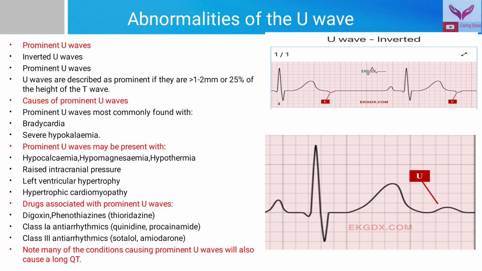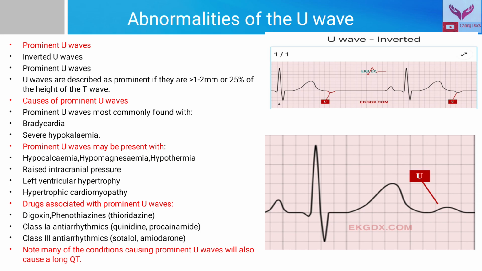Abnormalities of the U wave. These are prominent U waves or inverted U waves. U waves are described as prominent if they are more than 1 to 2 mm or 25% of the height of the T wave. Causes of the prominent U waves are bradycardia, severe hypocalcemia, hypomagnesemia, hypothermia, raised intracranial pressure, left ventricular hypertrophy, hypertrophic cardiomyopathy.